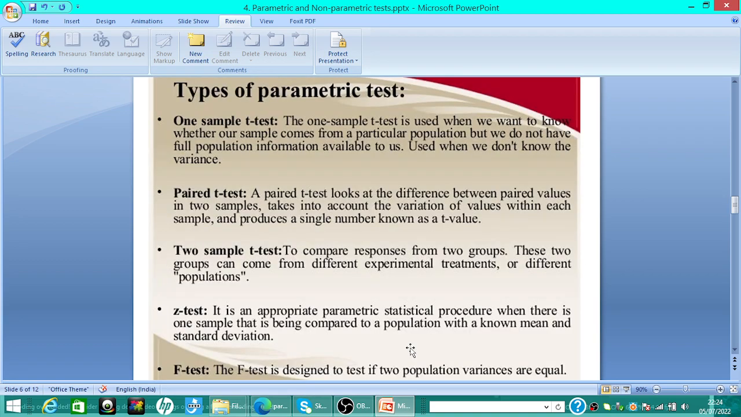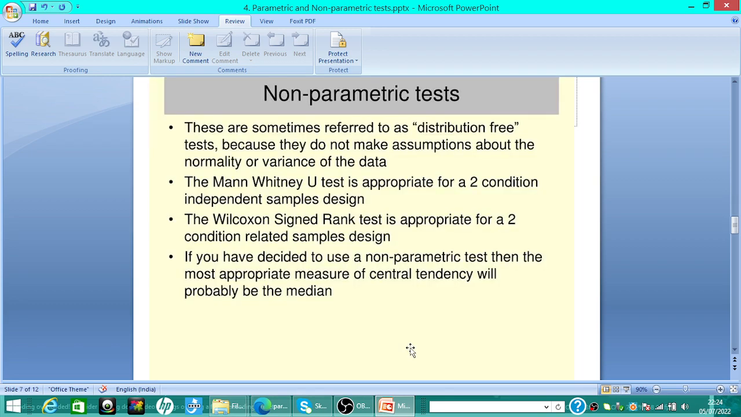Now, types of parametric test. There are different types of parametric test: one sample t test, paired t test, two sample t test, z test, f test. Then non-parametric tests. As I discussed, these are distribution-free tests because they do not make any assumptions about the normality or variance of the data. We'll discuss the examples in the next slide.